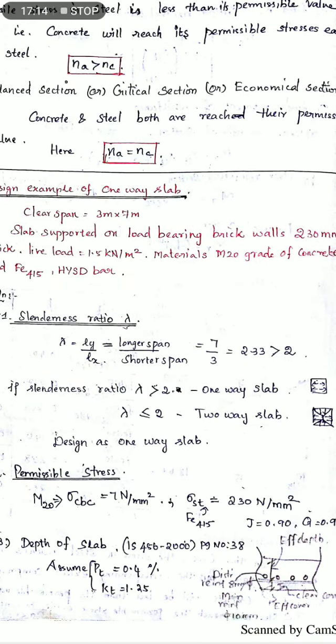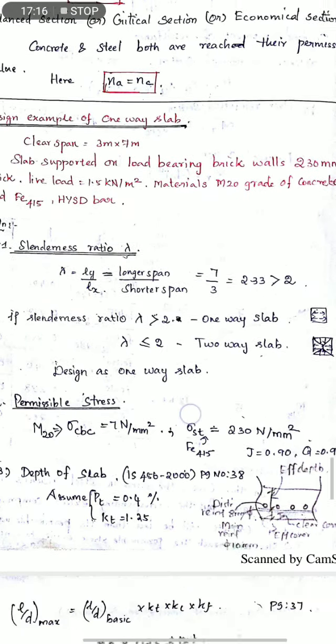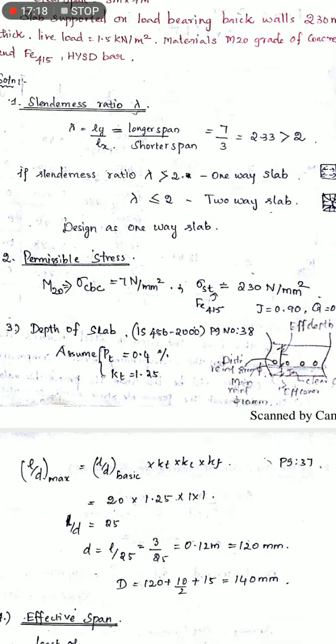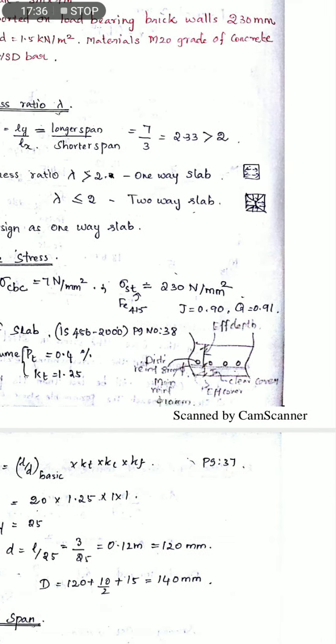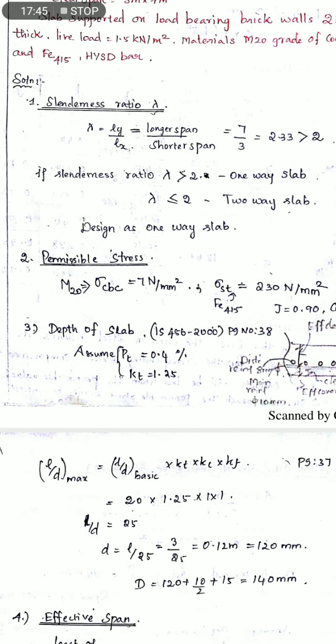So we can go for the problem directly. The second step is permissible stresses. For M20, sigma CBC, which we have already seen in the table above, equals 7 newton per mm square. Sigma ST for Fe 415 equals 230 newton per mm square. Then j equals 0.9 and Q equals 0.91 for the combination of M20 and Fe 415 steel.